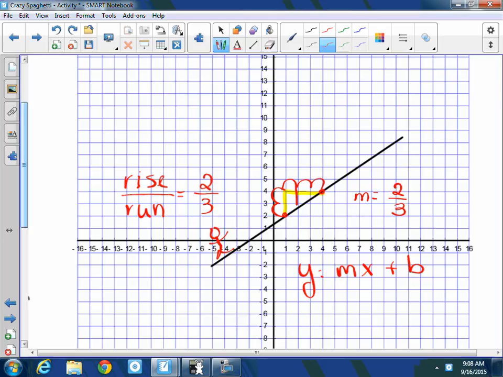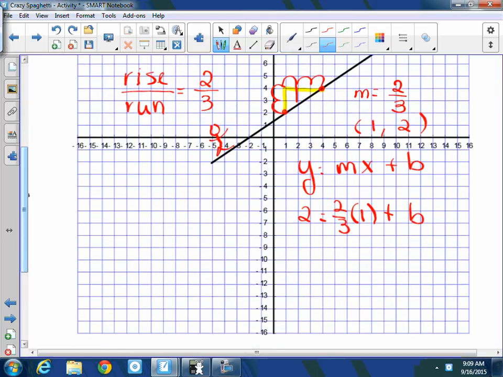So let's go ahead and start. I'm going to use the point 1 and 2. What's my y on that point? 2. So I'm going to replace it by that. You saw that yesterday in the video. 2 equals. What's my slope? 2/3. Thank you. What's my x? My x is 1. I'm substituting, because I want to figure out what my y-intercept is, which is b.